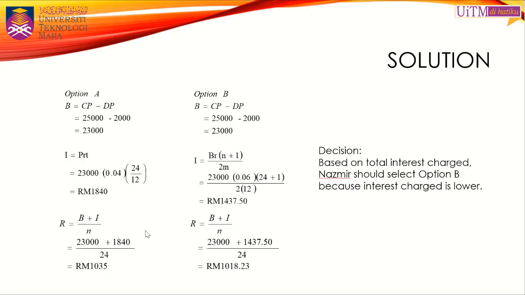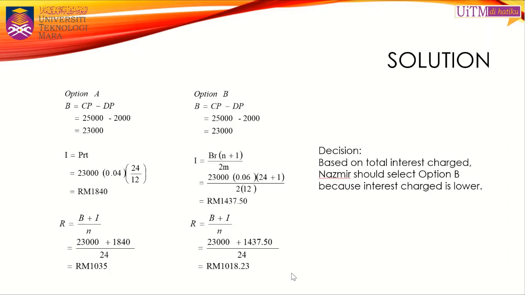Okay, and for option B, you have I equal to 1437.5 that you have found just now previously. So substitute in the same formula, R equal to B plus I divided by N. You have B equal to 23,000, I equal to 1437.5 divided by 24, and you get the monthly payment to be 1,018.23 cents. Okay, so that is for the monthly payment.